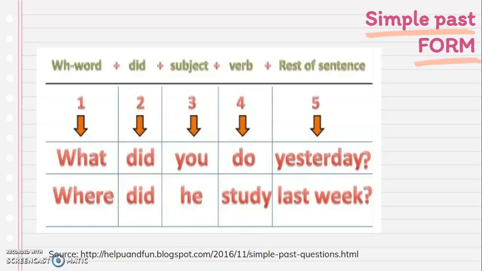How do we form a question using a question word? When we use a question word and we want to use simple past, the first element is the question word, the auxiliary did, the subject, the verb in simple form, and the complement, in this case, a time expression.